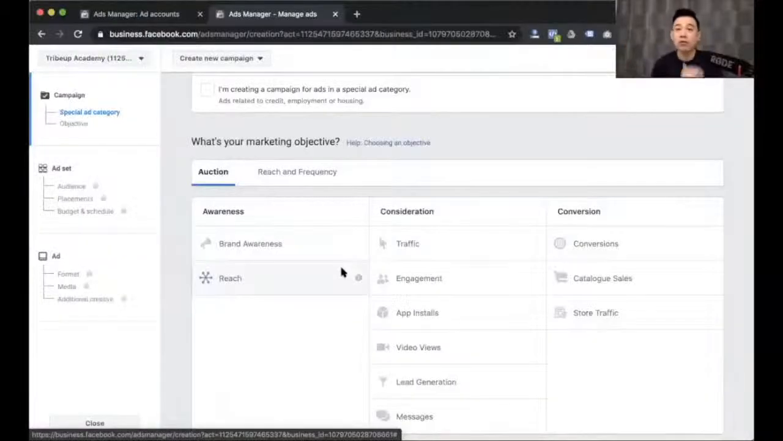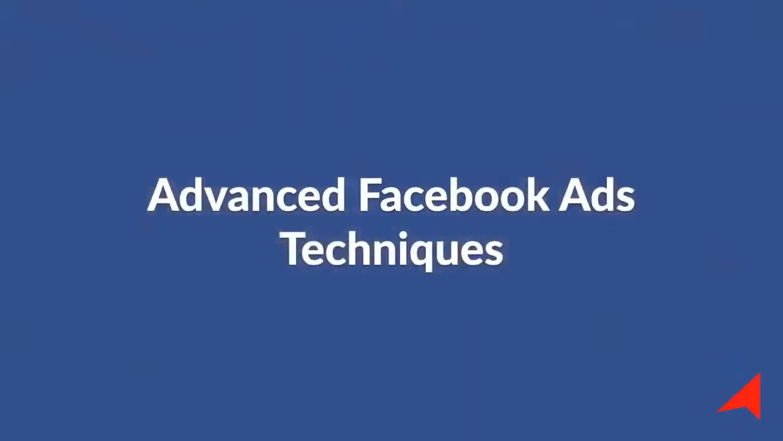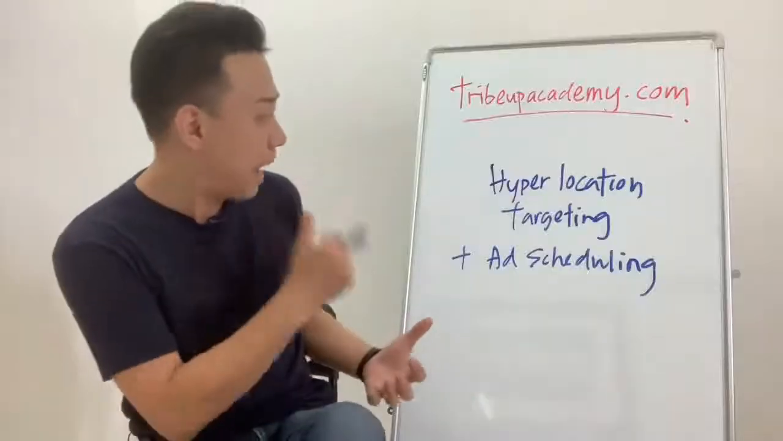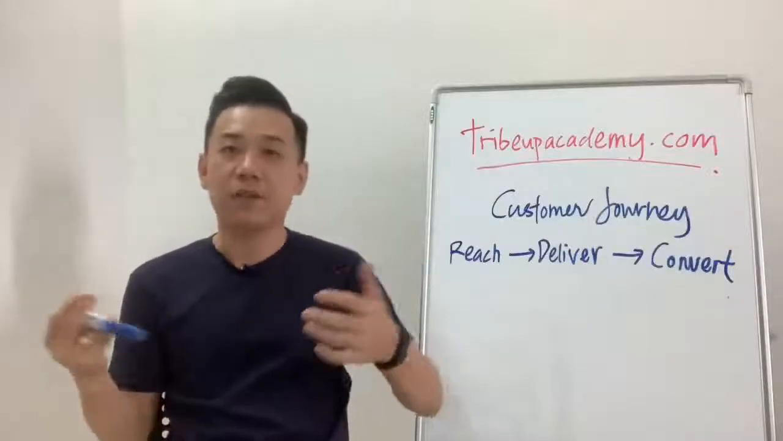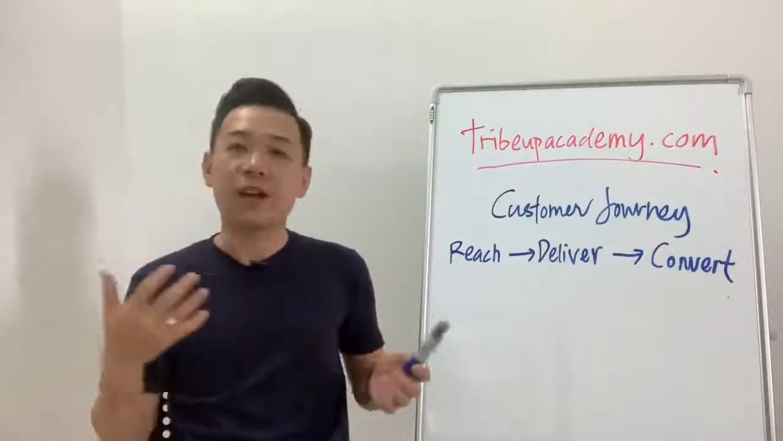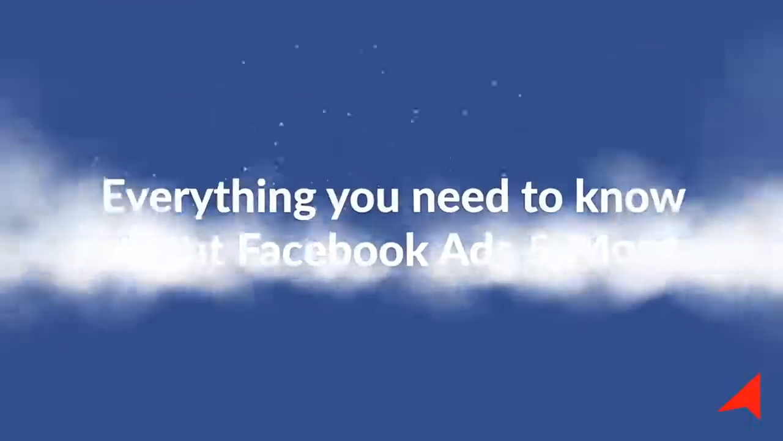This is where you choose Facebook ads objective. 3 categories, we have awareness, consideration, and conversion. Now let's walk through each and every one of the ad creation options available. How can we do hyper-location targeting plus ad scheduling? Today we're going to talk about the customer journey, or so-called the Facebook advertising customer journey that you can build for your audiences.